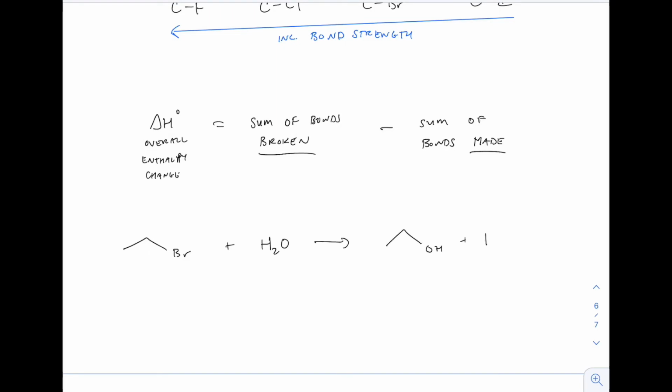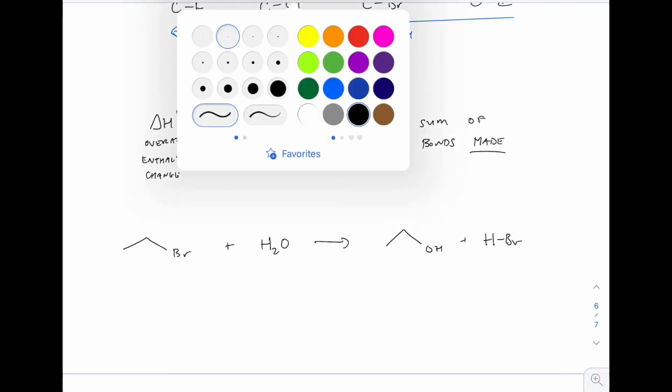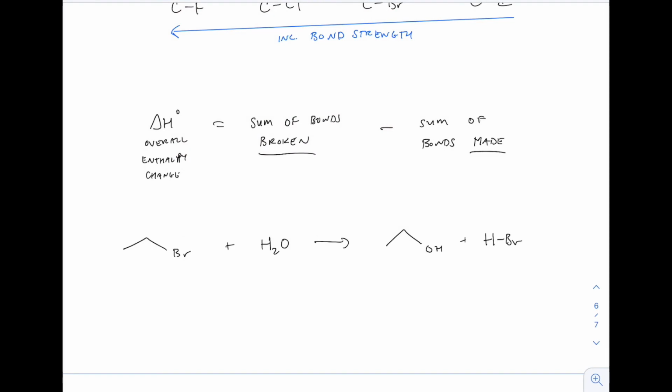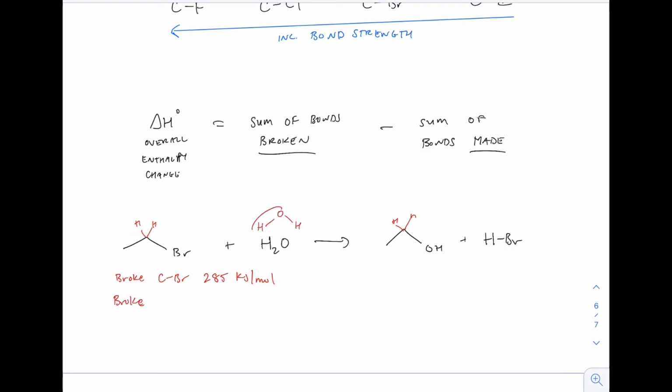We've got bromoethane plus water goes to ethanol plus HBr. So what happened here? We've got to tally things up. Nothing really happened at those two hydrogens. They're still present. The only thing we did was break that C-Br bond to form that C-OH bond. If we broke that C-Br and we refer to our chart, we can see that it has a bond dissociation energy equal to 285 kilojoules per mole.